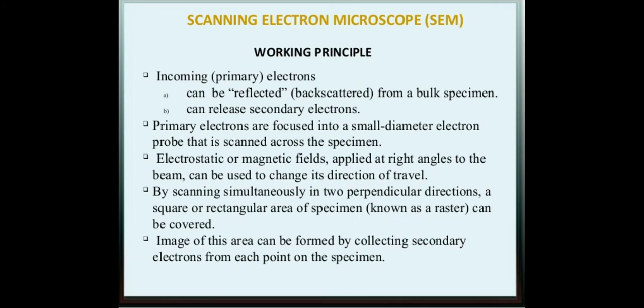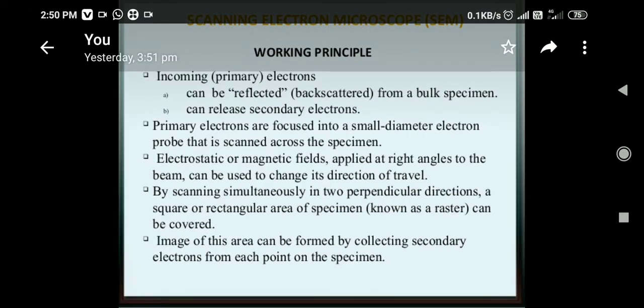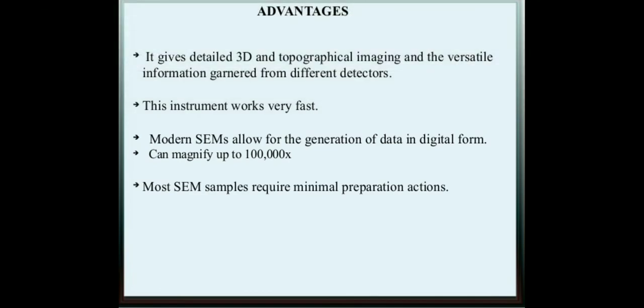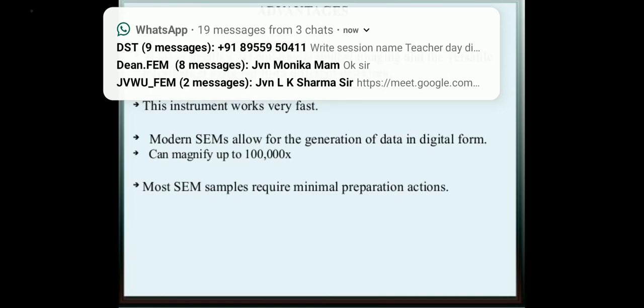Now, in this microscopy, images of this area can be formed by collecting secondary electrons from each point on the specimen. Now, advantages of SEM: it gives detailed 3D, that is three-dimensional images, and topographical imaging, that is versatile information garnered from different detectors.